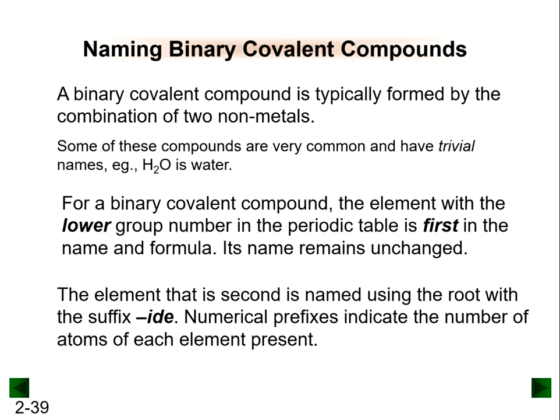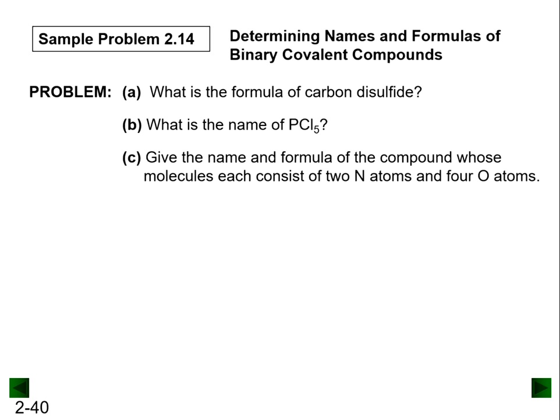And you simply add IDE to the second element. And you put the prefix to indicate the number of each atom. So for example, carbon disulfide, you've got carbon, and you have sulfur, and it's disulfide, so there's two sulfurs, so you have CS2. Mono is usually left off, except in some special cases like carbon monoxide. So we wouldn't write monocarbon disulfide. We simply write carbon disulfide.